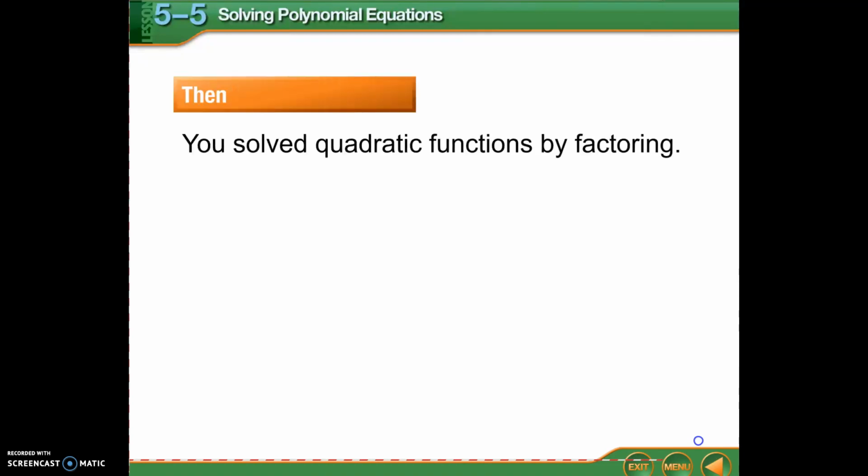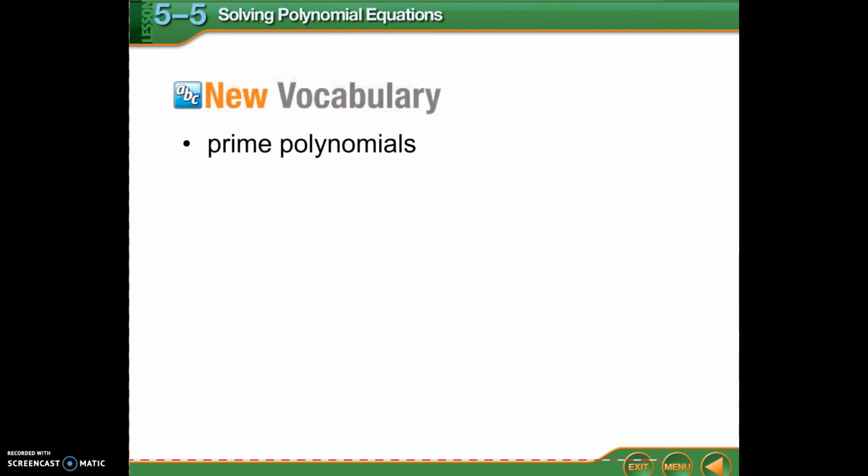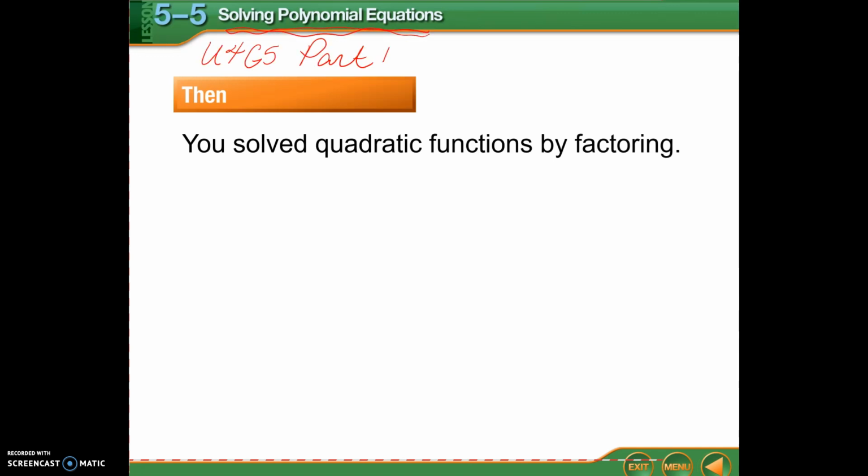Okay, today we're doing the first part of solving polynomial function equations. We've looked a lot at graphs, and now we want to get to that goal of being able to solve them, finding where the graph crosses the x-axis. We're going to review some factoring first. This is Unit 4, Goal 5, Part 1. Today we'll just work on factoring polynomials, and then tomorrow we'll look at actually solving them.